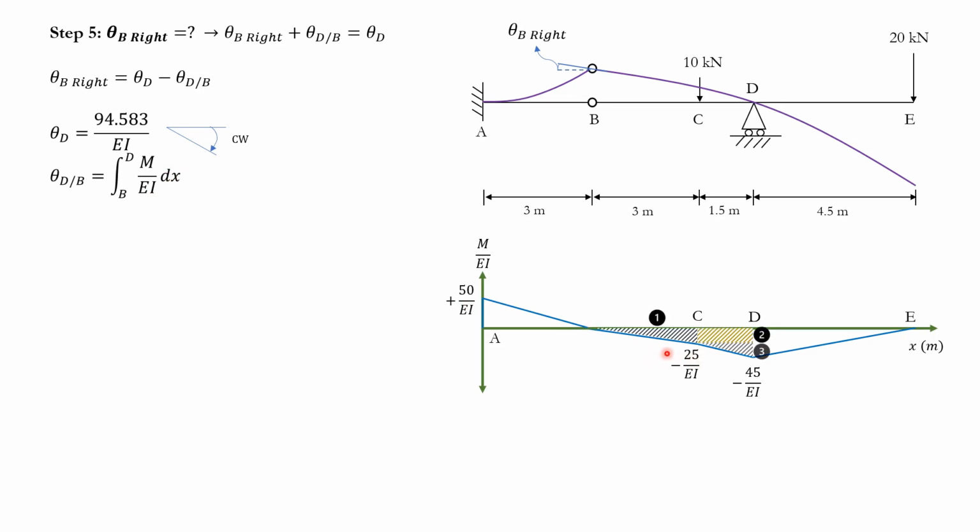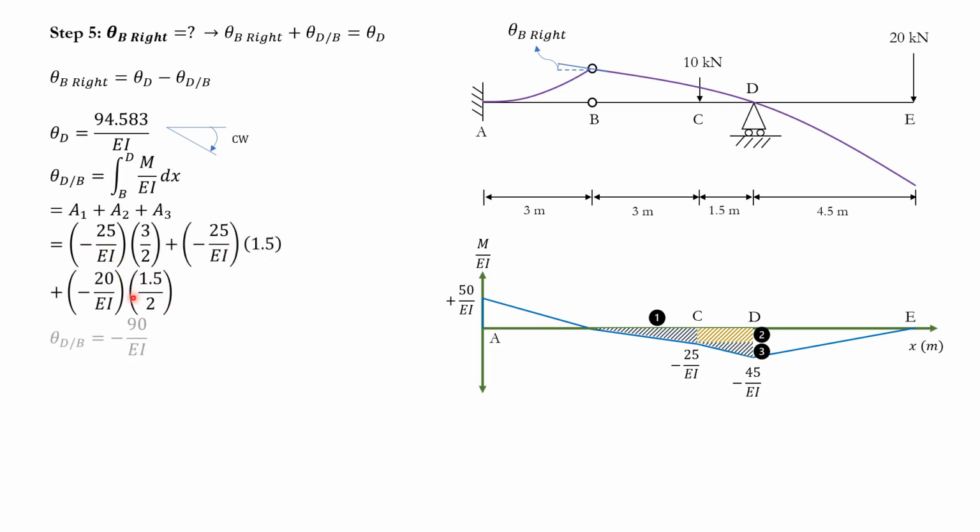So in this case, what can I do? These are the areas that I have, and I actually found them before using the second theorem in the previous part. But again, I just have to write them again. So the area for the triangle, area of the rectangle, area of the triangle again. You just add them together. That's theta D with respect to B, which is just the change in rotation from point B to D.